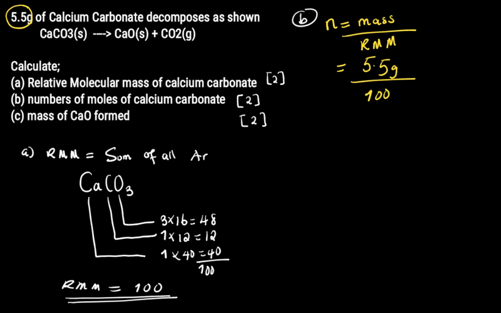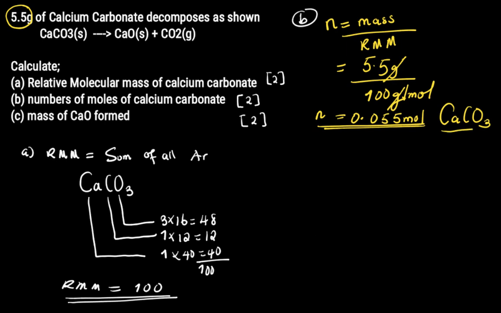And in this case, we are doing the number of moles, so we're going to include gram per mole. But other than that, you cancel. So we have 5.5 divided by 100, and number of moles will be equal to 0.055 mole. These are for calcium carbonate. Can you fail? No, I doubt. So you're even giving yourself marks.